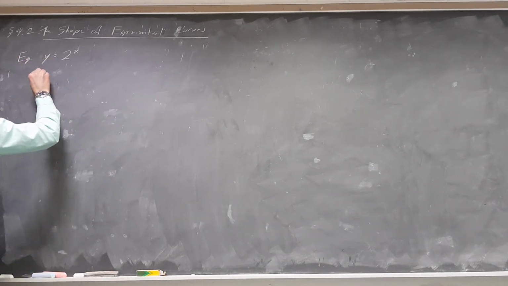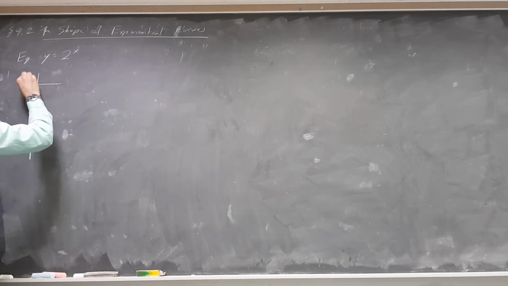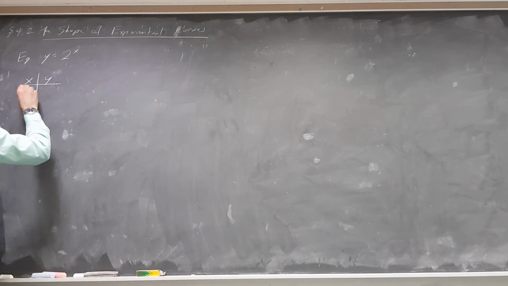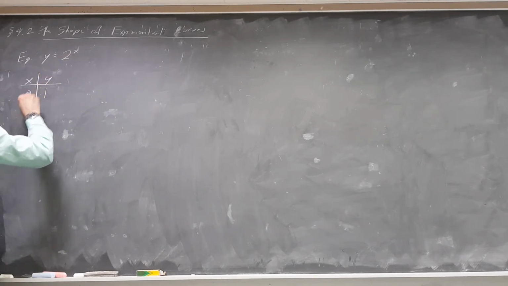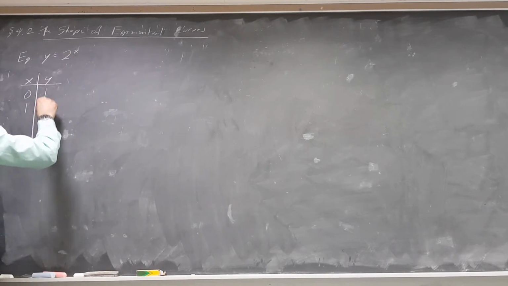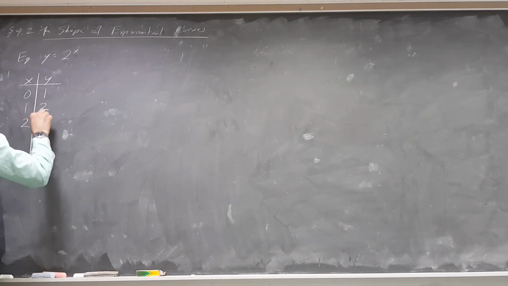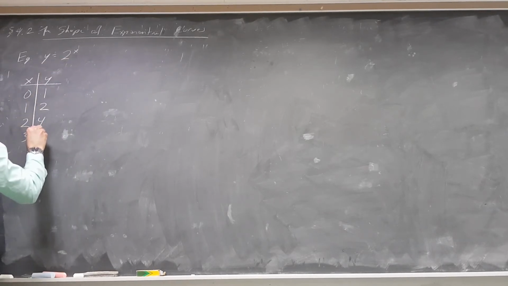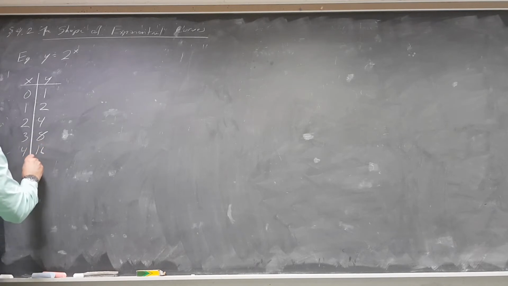So let's plug in a few points. If x is equal to 0, 2 to the 0 is 1. If x is equal to 1, 2 to the 1 is 2. If x is equal to 2, 2 squared is 4. If x is equal to 3, 2 cubed is 2 times 2 times 2, or 8. If x is equal to 4, it's 16. These get big very quickly.